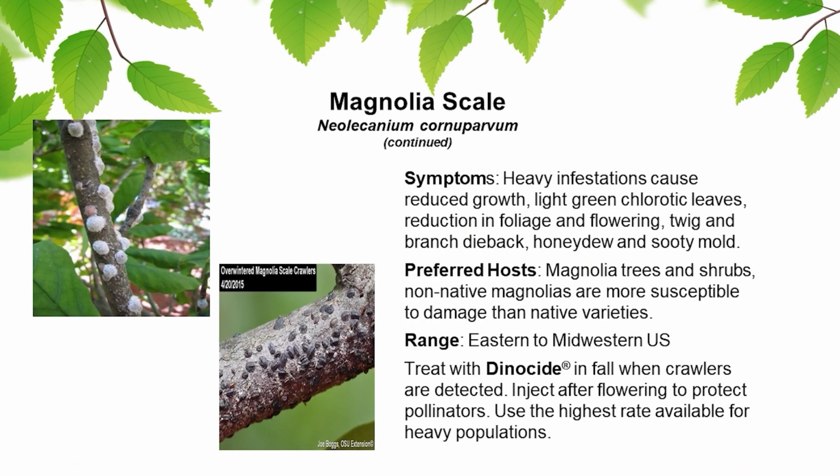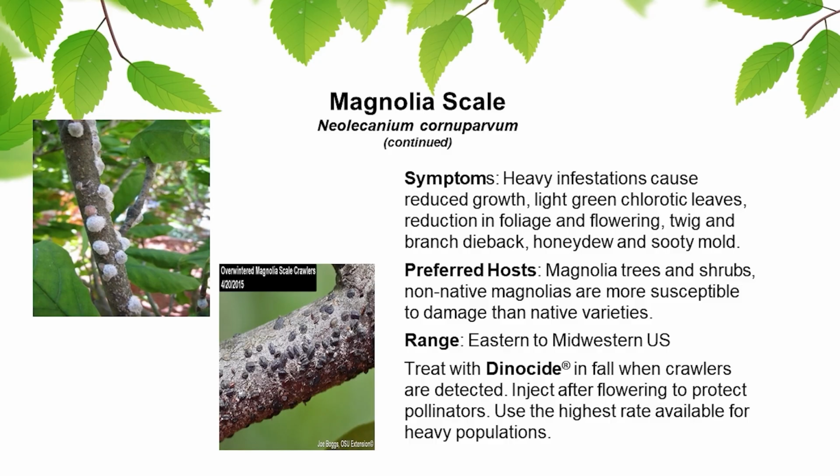The symptoms of a heavy magnolia scale infestation are reduced growth, light green chlorotic leaves, reduction in foliage and flowering, twig and branch dieback, honeydew, and sooty mold. The preferred hosts of magnolia scale are magnolia trees and shrubs. Non-native magnolias are more susceptible to damage than native varieties. Magnolia scale may be found throughout the eastern and midwestern United States.